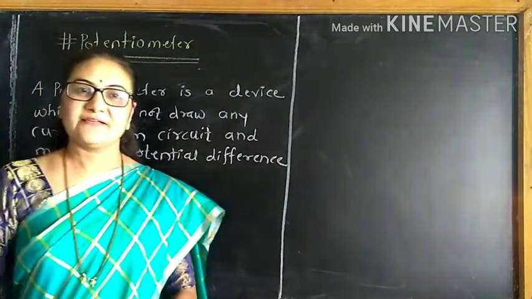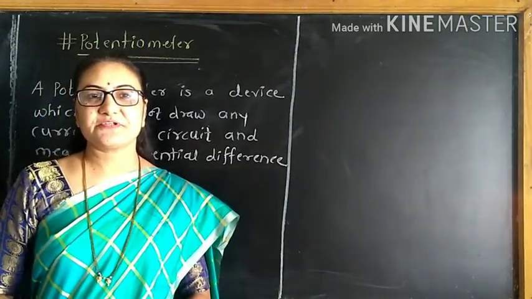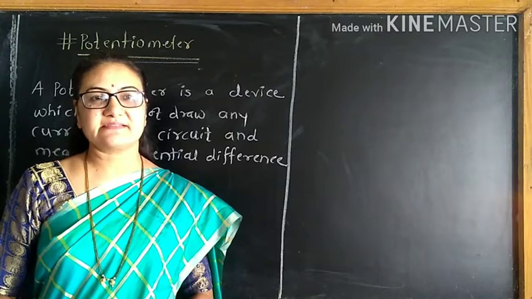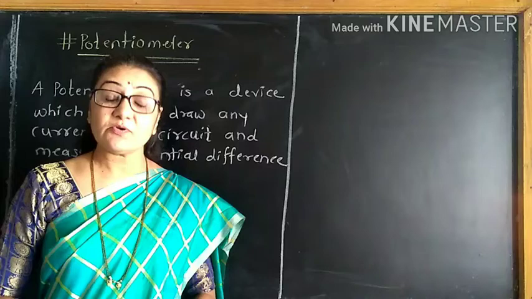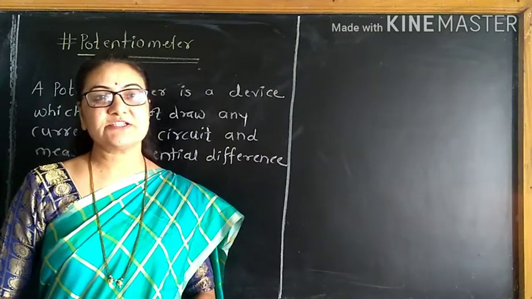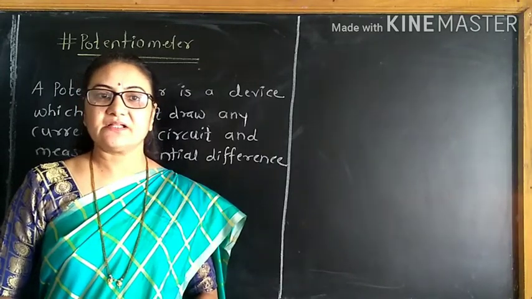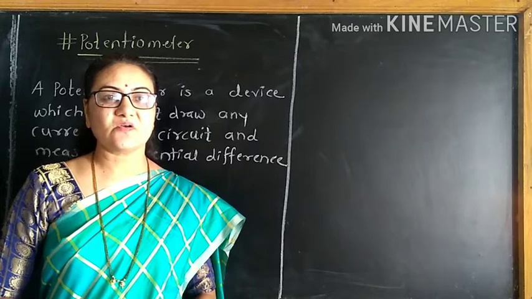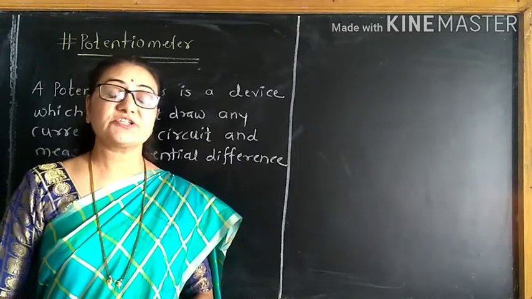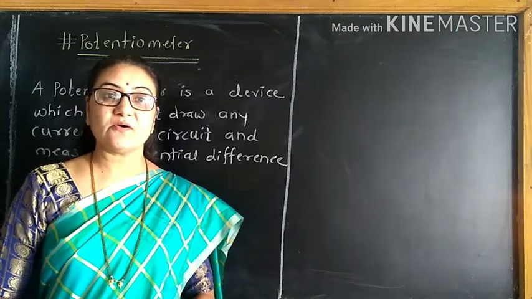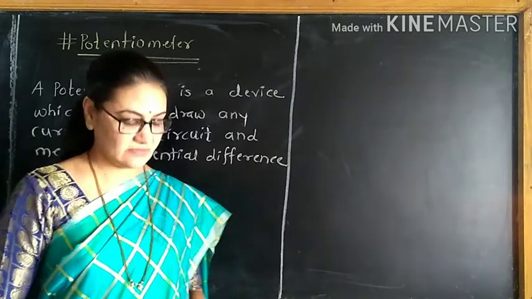Friends, for the measurement of potential difference between 2 points of an electric circuit, we can use a voltmeter. With the help of a voltmeter, we can measure the potential difference, but that potential difference is not accurate. For the accurate measurement of potential difference, there is a need for an ideal voltmeter.